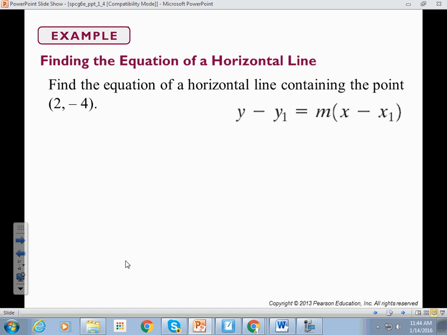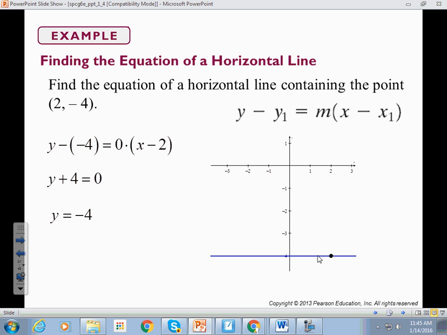All right, so now let's think about horizontal lines. Horizontal lines always have a slope of 0. And then you plug in -4 for the y1 and 2 for the x1. You get y plus 4 equals 0 or y equals -4. So that's a horizontal line that crosses the y-axis at -4. Make sure all this is in your notes.